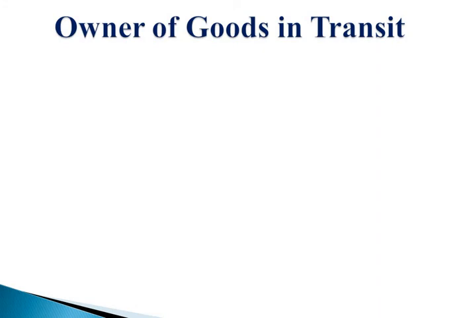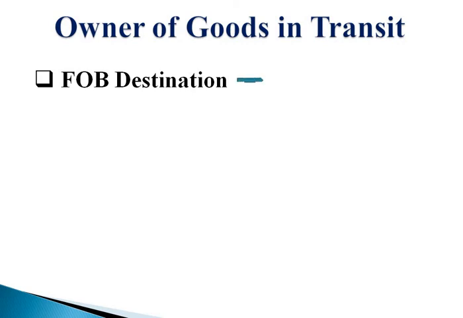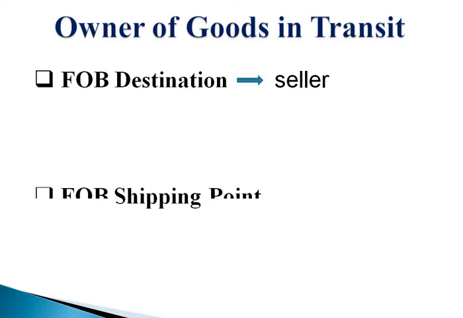Now, let's review. Who owns the goods in transit when the term is FOB destination? The seller. How about when it's FOB shipping point? The buyer owns the merchandise in transit.